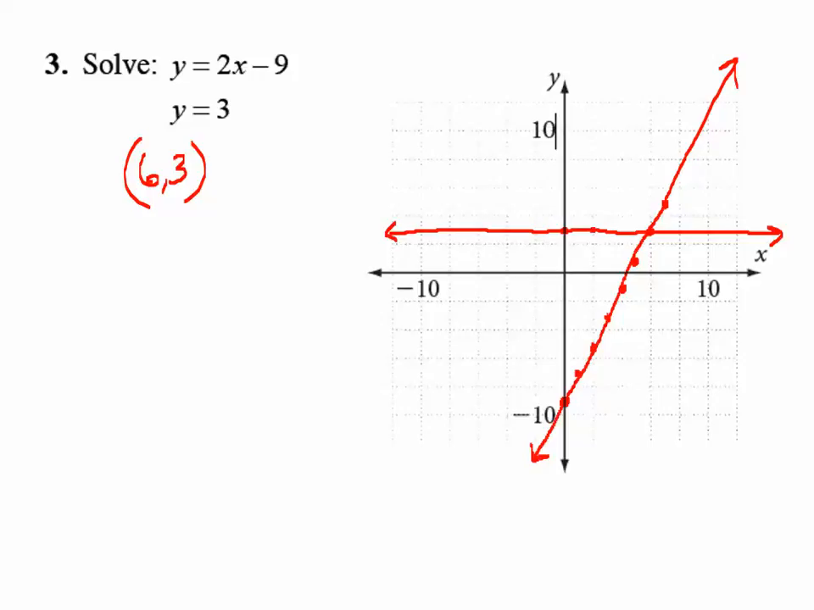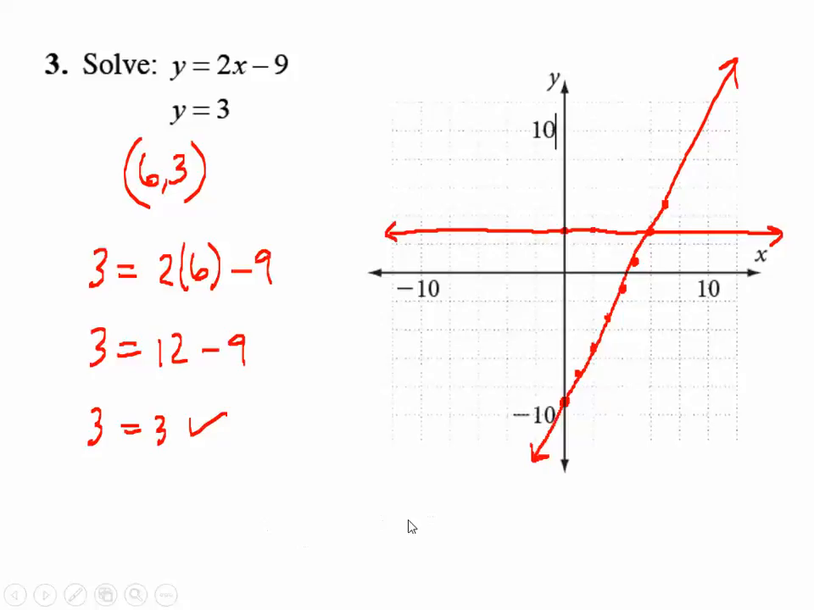Okay, the 6, 3 check out? Okay, perfect. It checks out for the bottom equation, because y is equal to 3. For the top, 2 times 6 is 12, and 12 minus 9 is actually 3. Perfect. So 6, 3 is truly the final answer.